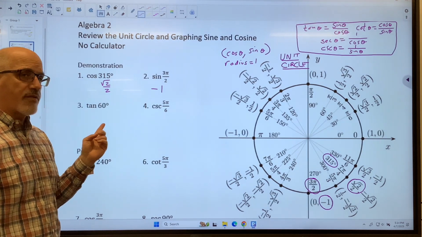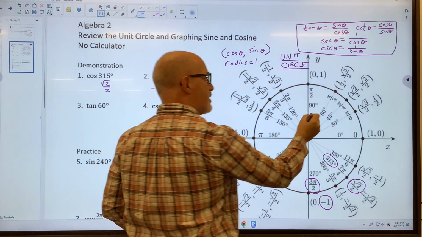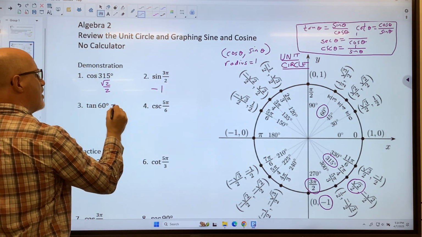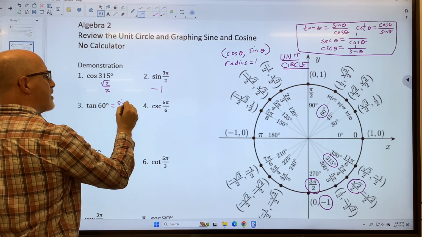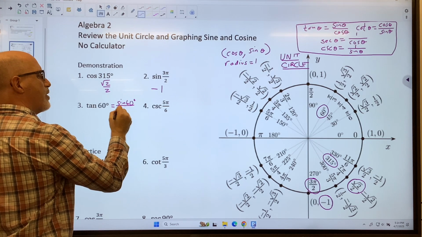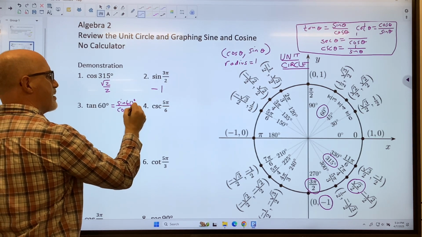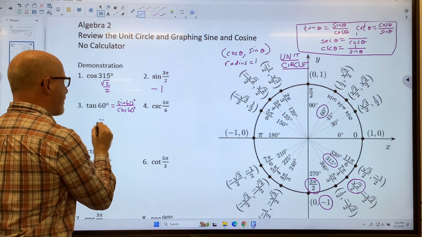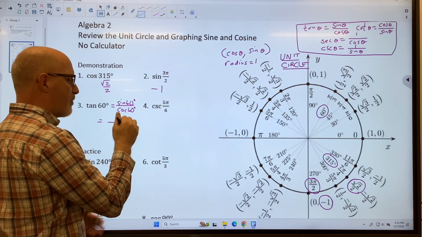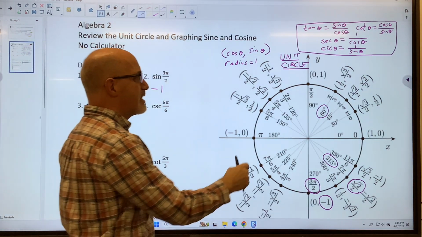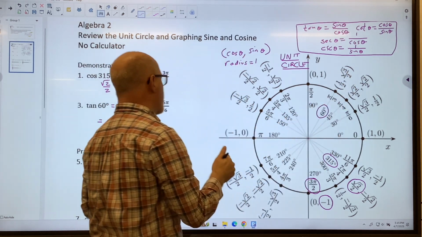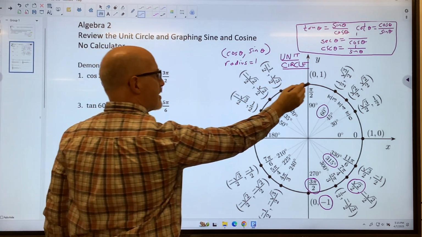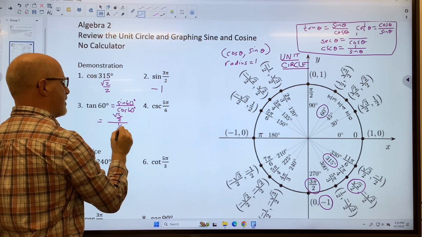Now tangent's a different story. We've got to go to 60 degrees and recognize that since tangent is sine over cosine, we're going to look for sine of 60 degrees and put it over cosine of 60 degrees. Now finding those values, we make a fraction with the numerator and denominator. Sine of 60 degrees is square root of 3 over 2, and cosine of 60 degrees is 1/2.